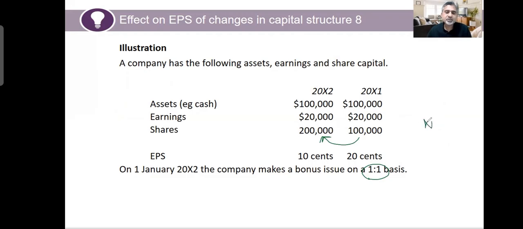And there was no cash because it is a bonus, and therefore cash remains the same. And earnings are also the same. There is no change in earnings and there is no change in the cash. The only difference is in the number of shares. And as a result, you can see EPS has been shot down from 20 cents to 10 cents.